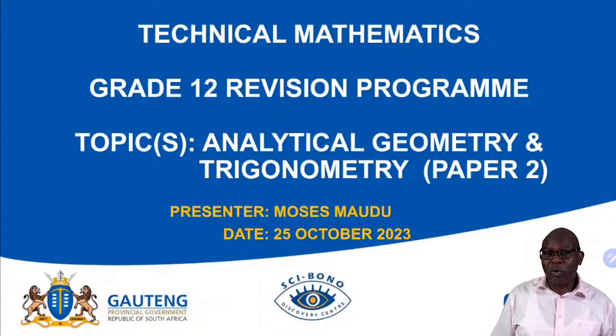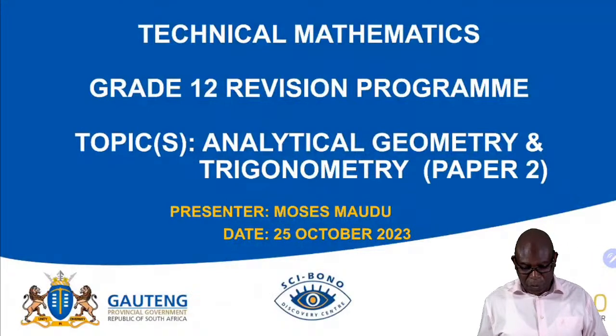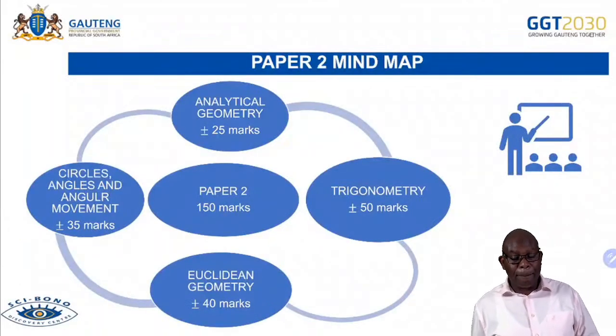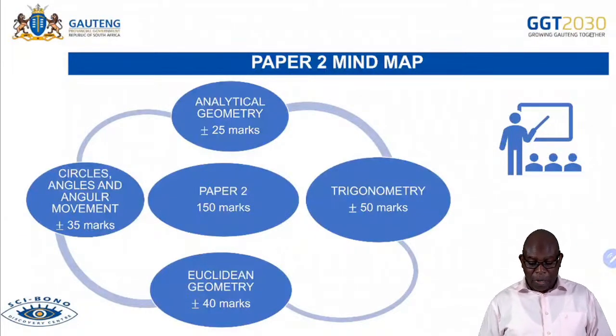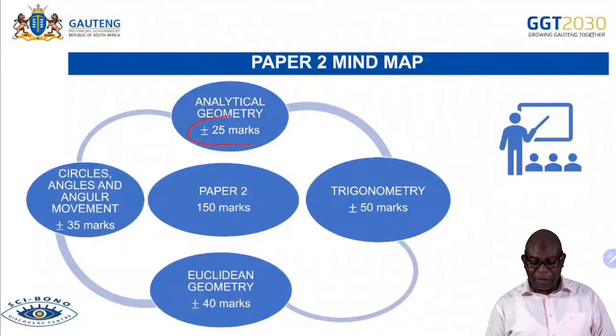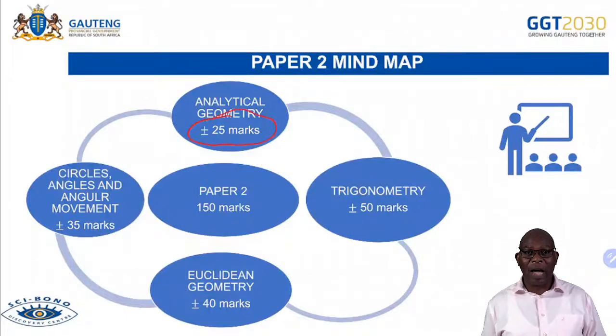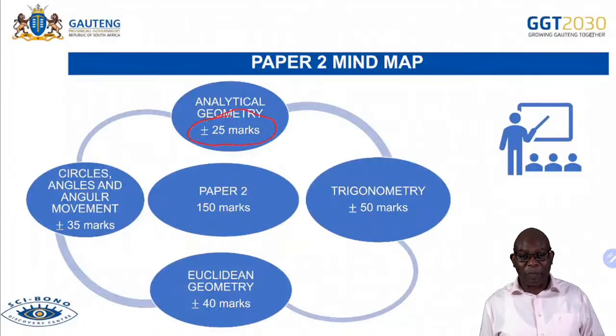So today, in our revision program, we're going to look at two topics in paper 2, which are analytical geometry and trigonometry. The marks for analytical geometry in our paper 2 are plus minus 25 marks. So we're going to look at how we can approach the 25 marks and what type of questions are there in the 25 marks.